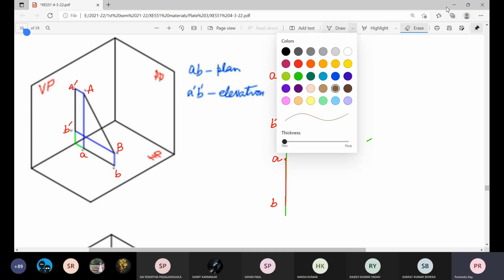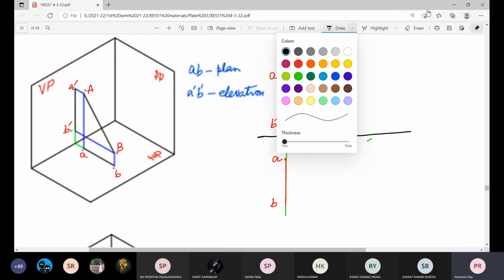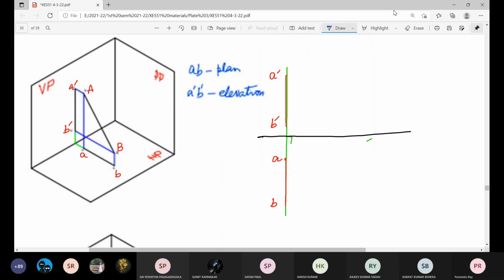Sorry, there was that ground line also. So here, make the plane parallel to GL. It means rotate this plane length up to this level. This becomes the new location of point B in plane.